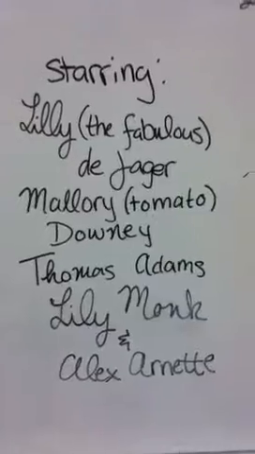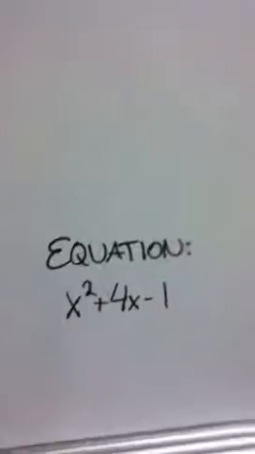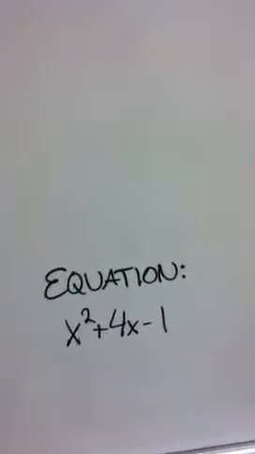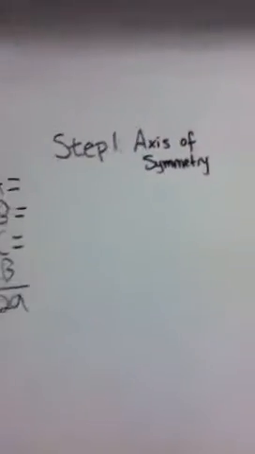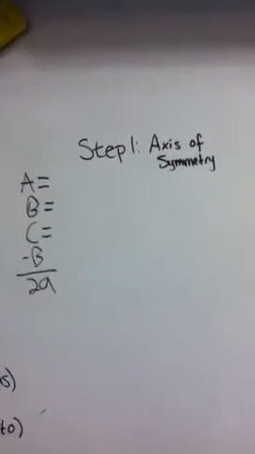And the equation is x squared plus 4x minus 1. Step 1, axis of symmetry.